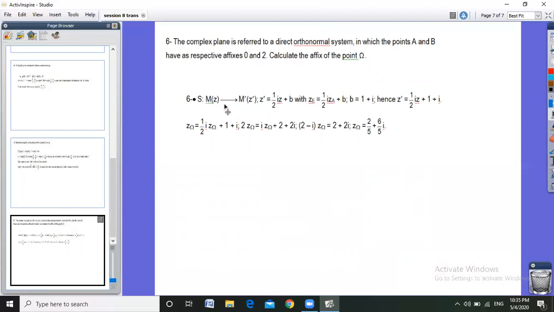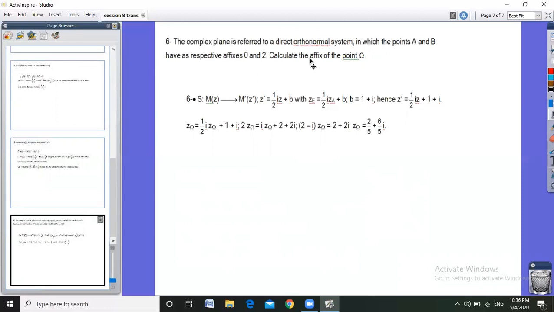First, let us find the complex form of S. As usual, z prime equals half i z plus b. To find b, we need a couple. By S, A gives E, then z_E equals half i z_A. We get b equals 1 plus i. Then the complex form of S is z prime equals half i z plus 1 plus i.